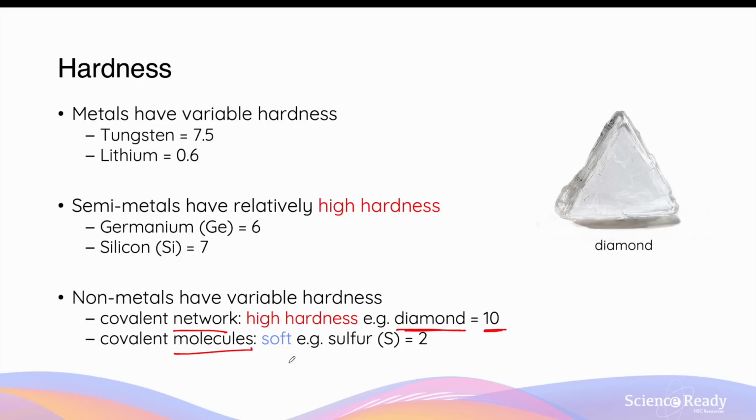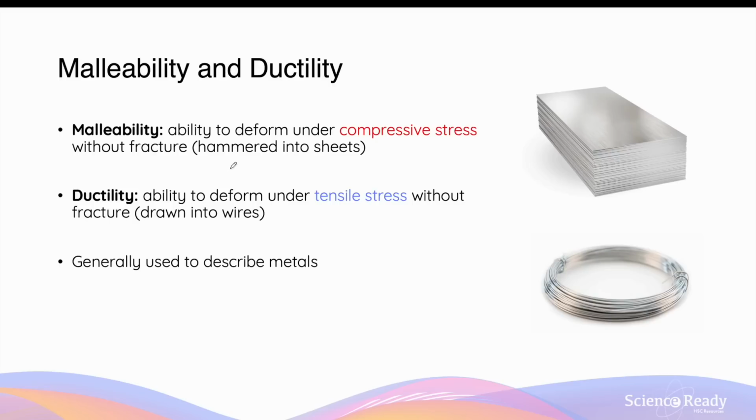In contrast, non-metals that occupy a covalent molecule structure tend to be soft or low in hardness. For example, sulfur tends to be a powder and has a Mohs scale of 2. The malleability and ductility of a material are often discussed together, but there's one small difference.